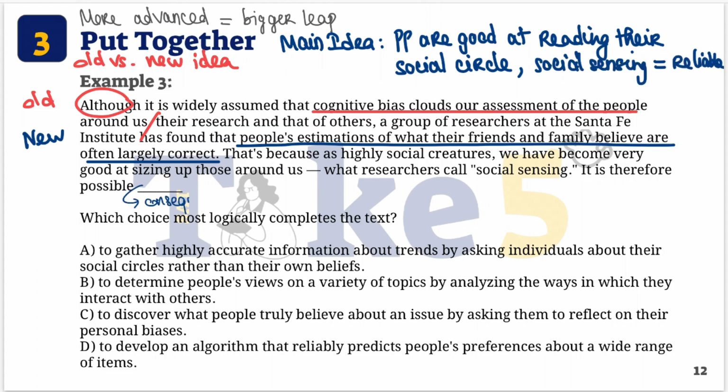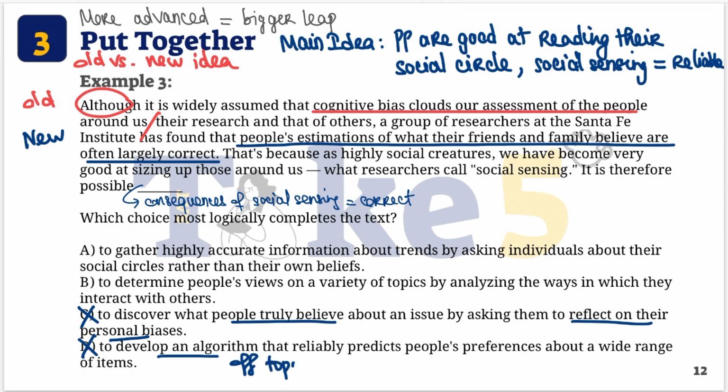So the answer must be a logical consequence of social sensing being accurate, like maybe an application or something. Let's eliminate with necessary condition first. C says that we can discover what people believe by asking them to reflect on their own personal bias. This has nothing to do with social sensing, and it is not supporting the main idea. D talks about developing an algorithm to predict preference. This drifts entirely off topic, and it is a recommendation. So this is not the right inference.